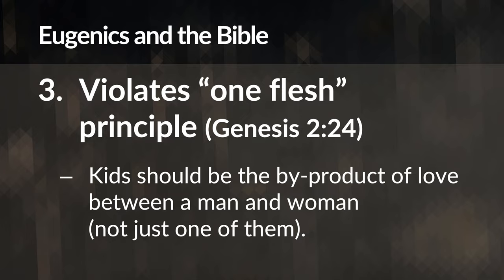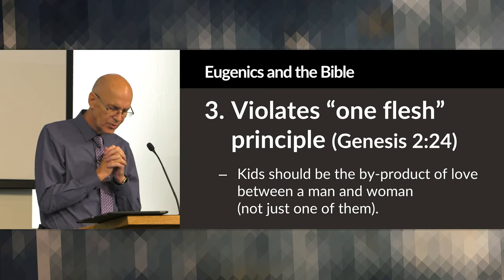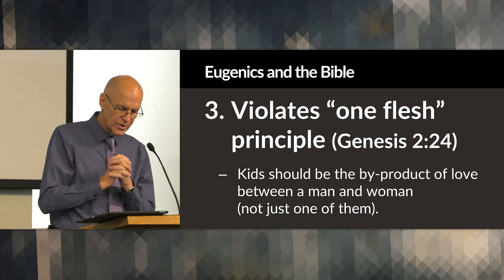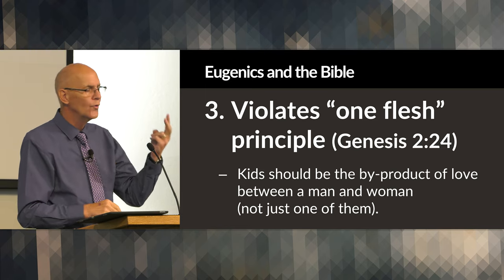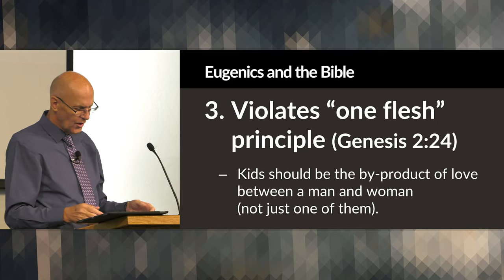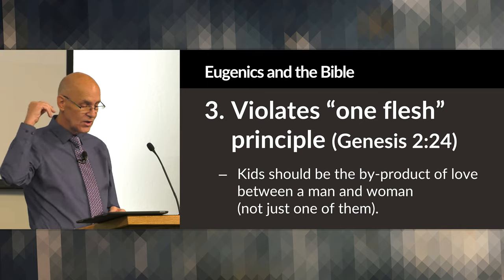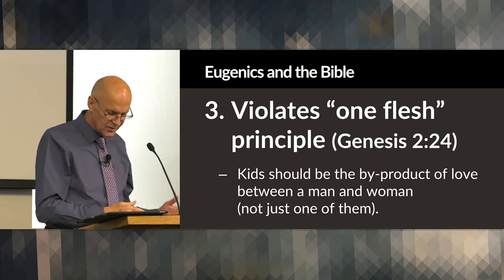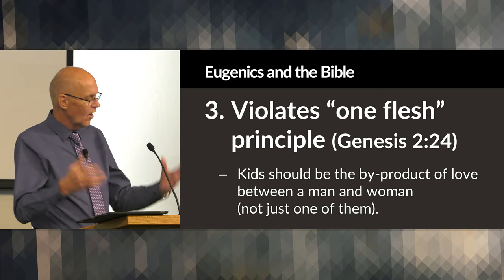Why shouldn't we produce it? Is there another reason? Yes, I believe it violates the one flesh principle in Genesis 2:24. There are two, and what did God do with Adam and Eve? They became one flesh. That's a principle. Reproduction is the result of something specific. It's the result of the love and commitment of two individuals. Children are not lab experiments. They're not produced for a scientific or even a social reason. They are the byproduct of the love between a man and a woman. That's how God made it to be.